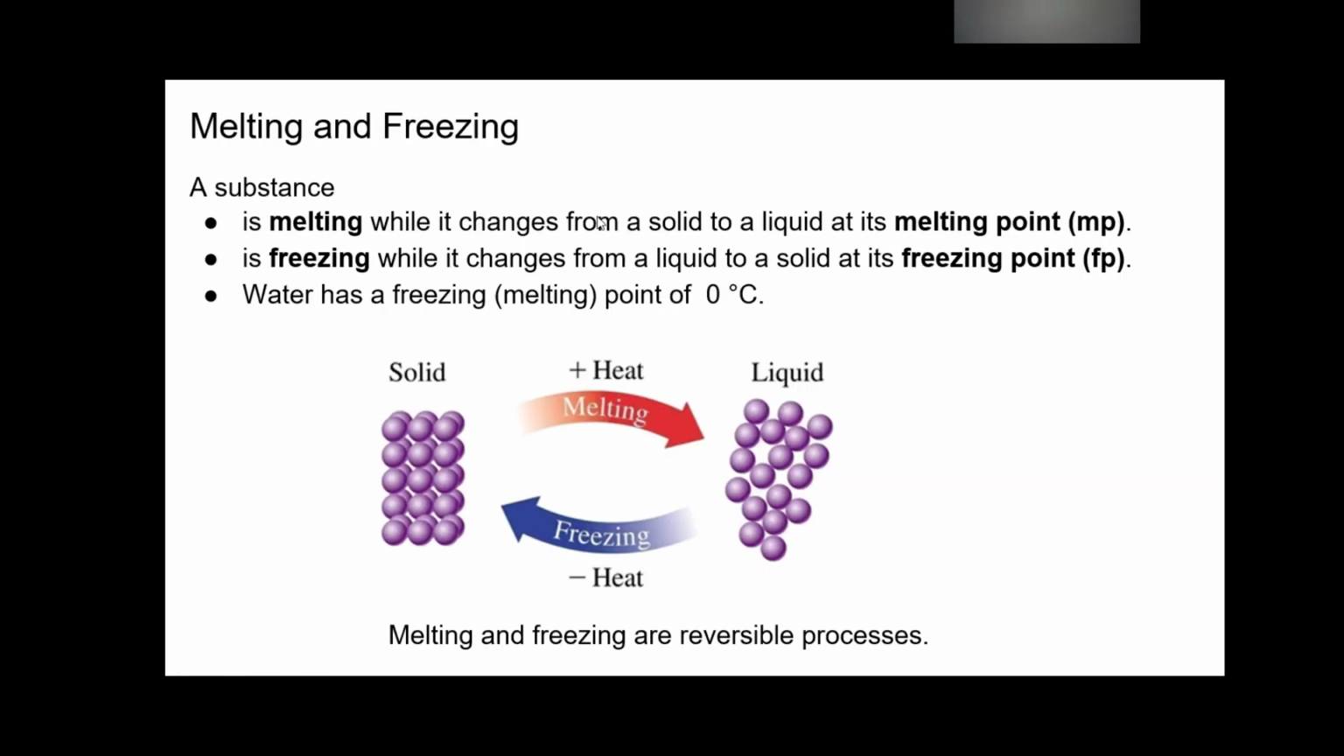Melting and freezing. When a solid absorbs heat, it changes to a liquid through melting. When a liquid releases heat, it changes back to a solid through freezing, and these are reversible processes. So you need to make sure you understand. Melting is when it changes from a solid to a liquid. That's the melting point. And freezing is when it changes from a liquid to a solid. Water has a freezing point of 0 degrees Celsius, and it also has a melting point of 0 degrees Celsius. So both are at 0 degrees Celsius. You just need to know which way it is going. Is it going towards freezing, or is it going towards melting into a liquid?